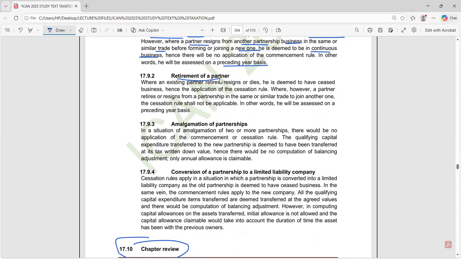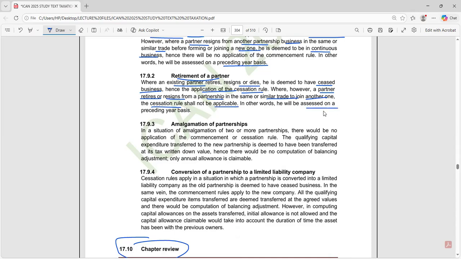The next one is retirement. Where an existing partner retires, resigns or dies, he is deemed to have ceased business. Hence, the cessation rule will be applied. So when we are accounting for that partner's transactions, that is, that partner's share of profits, we're going to be using the cessation rule. Where, however, a partner retires or resigns from a partnership in the same or similar trade or joins another one, the cessation rule shall not be applicable.